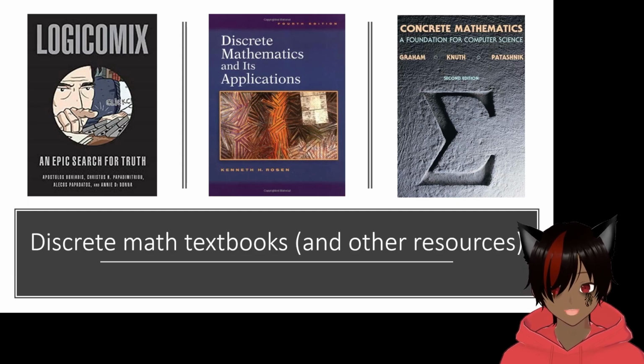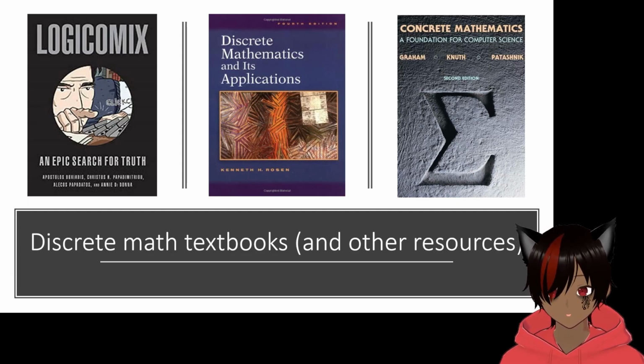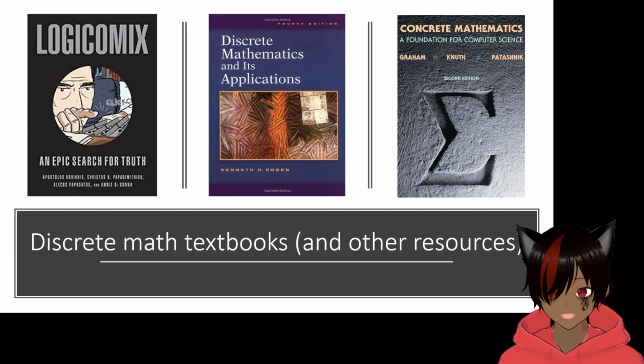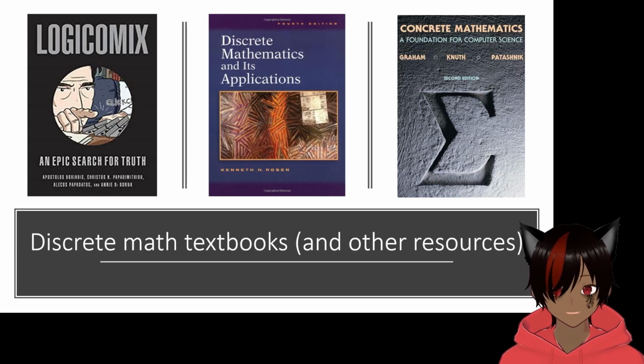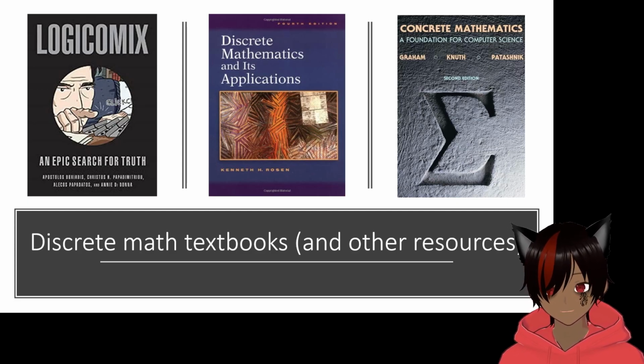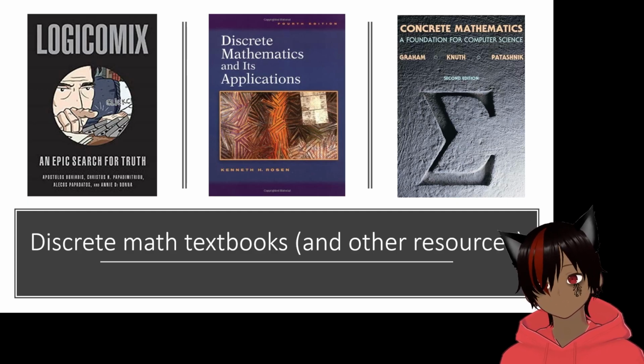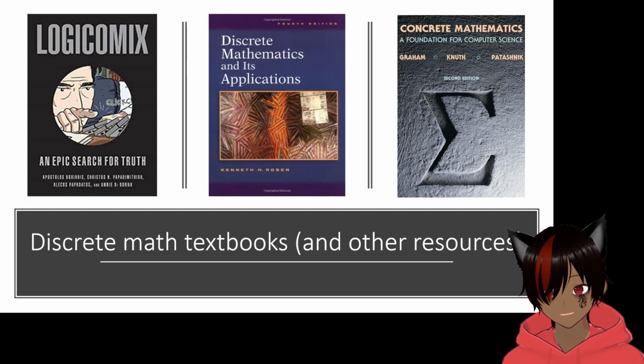Here are some resources I like. I would highly recommend LOGICOMIX. It's all about Bertrand Russell's life and the foundations of mathematics. It's amazing. It's a really quick, like 1 hour read. It's a comic. Just go get it. It's awesome. As for other discrete math textbooks, the one we used was Rosen's Discrete Math. It's perfectly okay. It's not a good textbook. It's not a bad textbook.